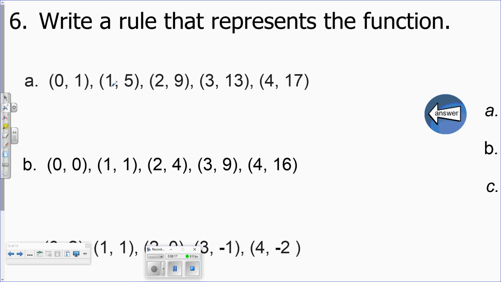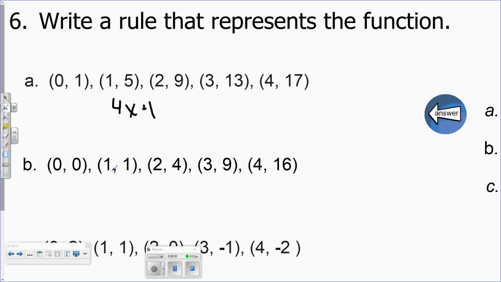So then I start to think, okay, well, multiplication might be involved. What if instead of adding by 4, I multiplied by 4 and added 1? So if I did 1 times 4, that would be 4, plus 1 would give me 5. If I did 2 times 4, that would be 8, plus 1 would give me 9. If I did 3 times 4, that would be 12, plus 1 would give me 13. And so we see that our pattern for this first one is multiplying the x by 4, so that would be 4 times x, and then adding 1 to it.